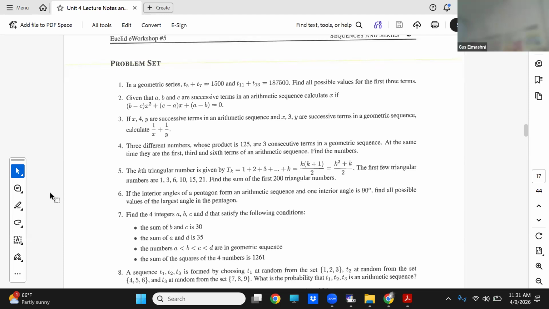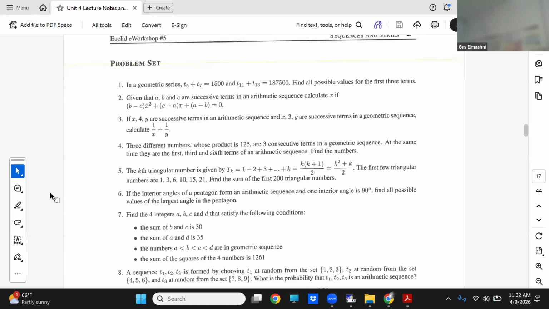Now, this is geometric, right? You have 4 variables, T5, T7, T11, T13. You have 4 variables. How many equations you got? 2. That's kind of a problem, right? So what do you think we need to do? Because you can't solve it right now the way it is. You have to do something.